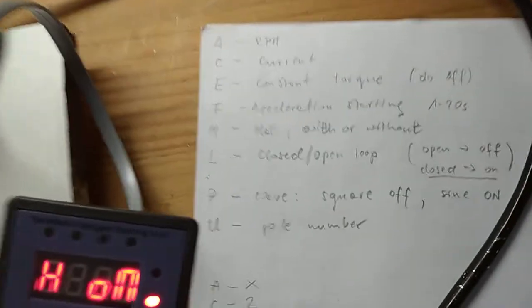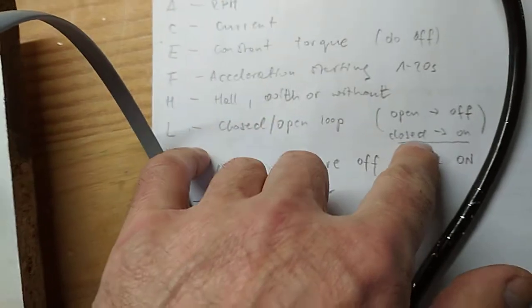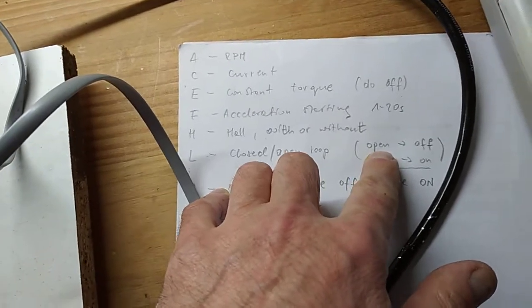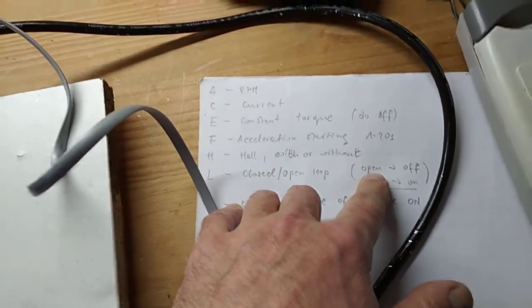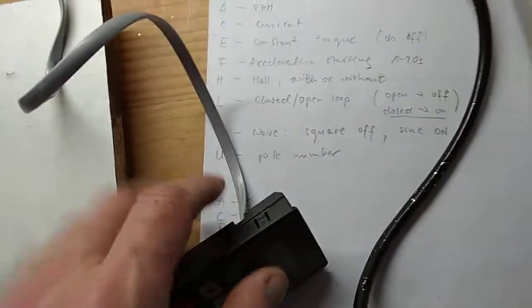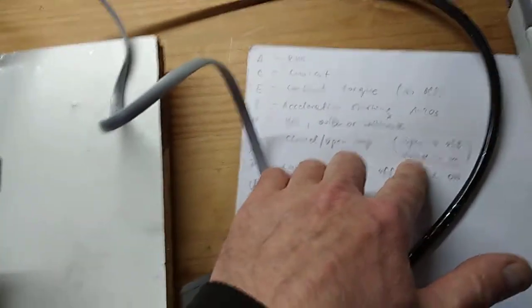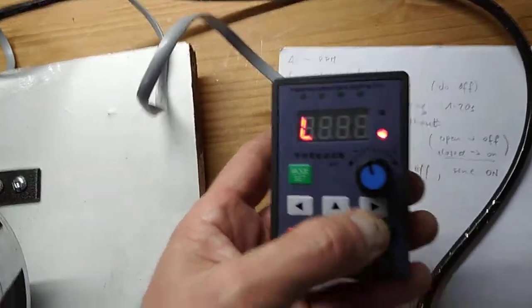Then we go into L. L is closed loop or open loop operation. There is a difference in behavior between open loop and closed loop. What I found is, when you set it to open and set, for example, 1000 RPM, and then try to apply some brakes on the motor, it will slow down. But if it's on closed loop, it will increase the torque, increase the amperage, and keep the same RPM. So we want this on.